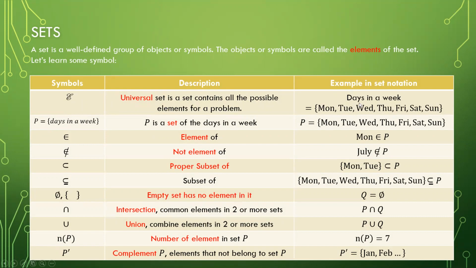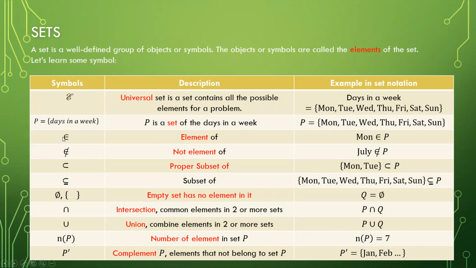So let's say I say the universal set is the days in a week, so you have Monday until Sunday, no other than that. This is the universal set, the maximum that you can get. Okay, P. Let's say P is a set. The name of the set P is days in a week. Let's say P is equal to Monday until Sunday. You can see I write P equal to with the brackets. Brackets mean a set here.